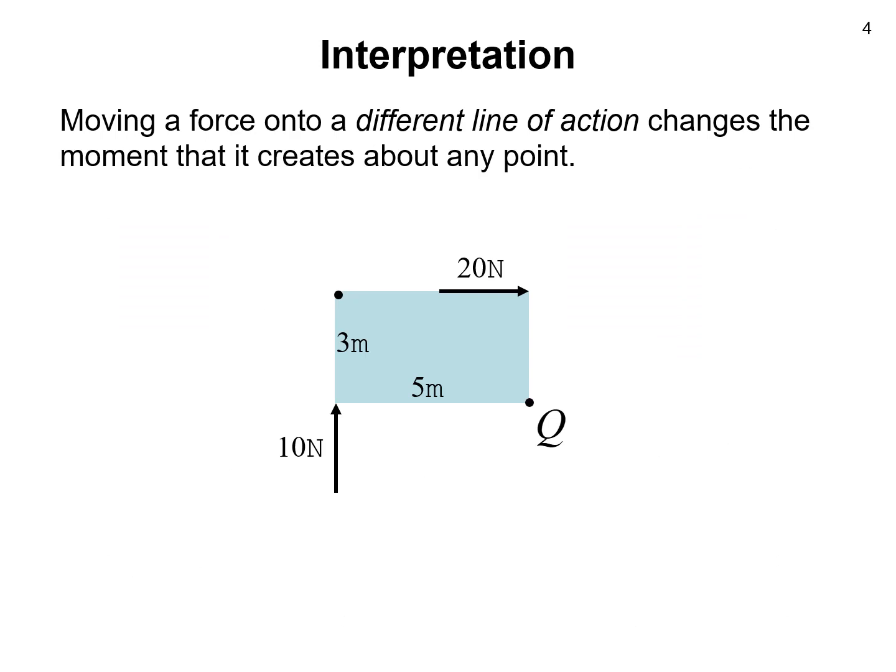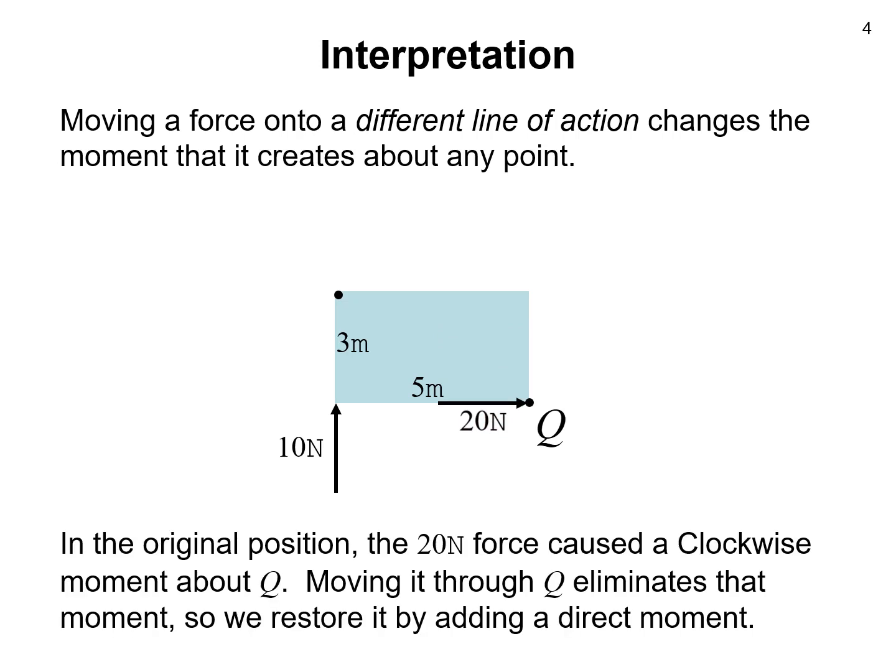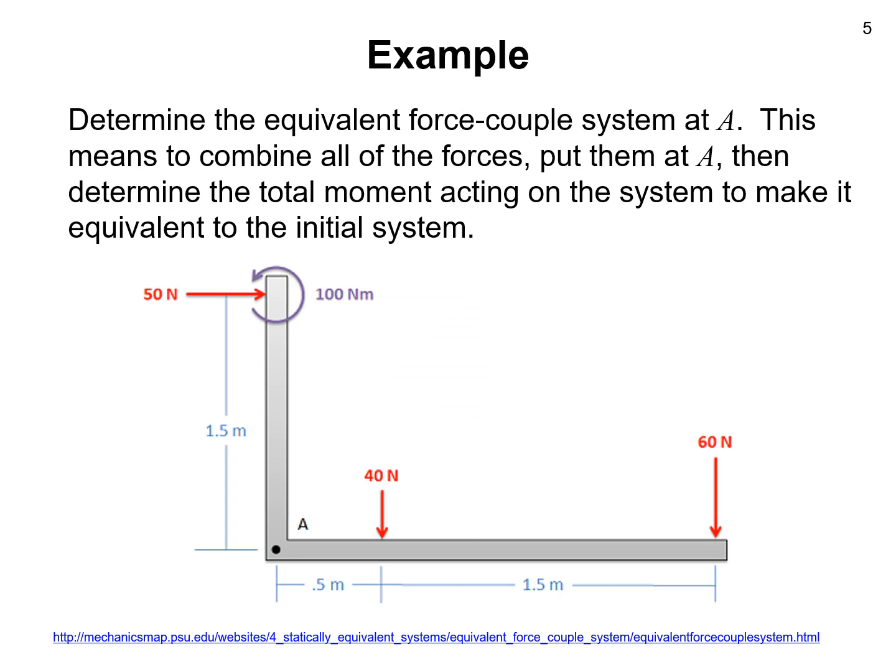Now, let's understand what happened here. When I move a force to a different line of action, it changes something about how that force behaves. It doesn't change the force itself, it changes how it behaves. In the original position, the 20 Newton force caused a clockwise moment about Q. Moving it through the point Q eliminates that moment, but we can restore it by adding a free moment of 60 Newton meters, which has the same magnitude and direction as the moment of the original position of the force. So let's do an example.